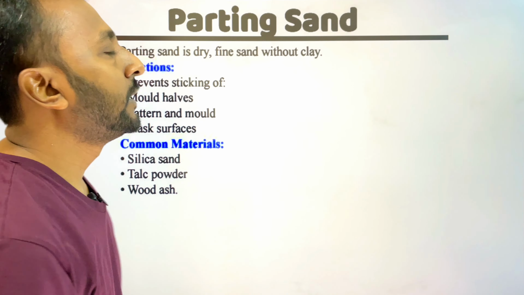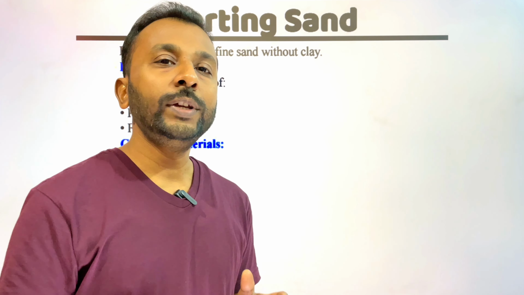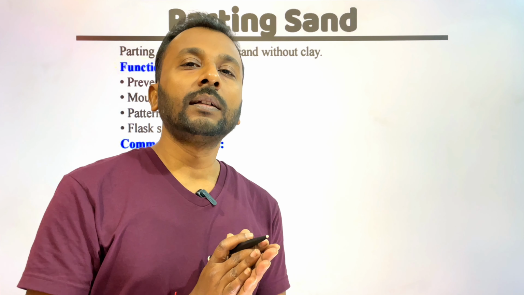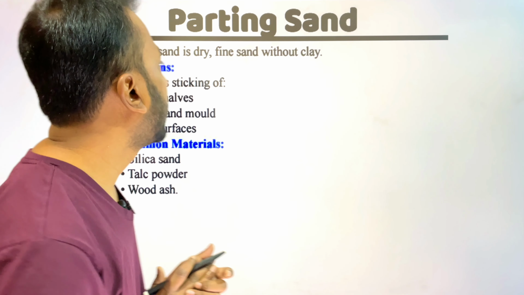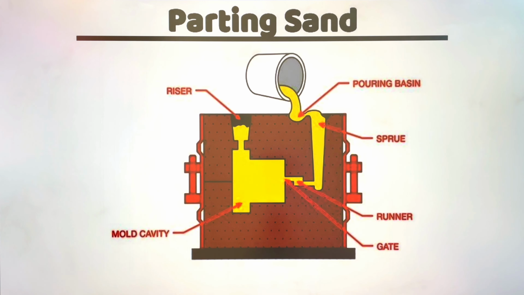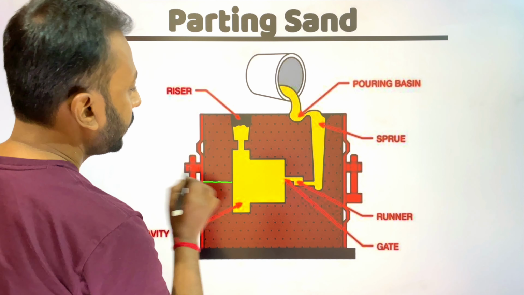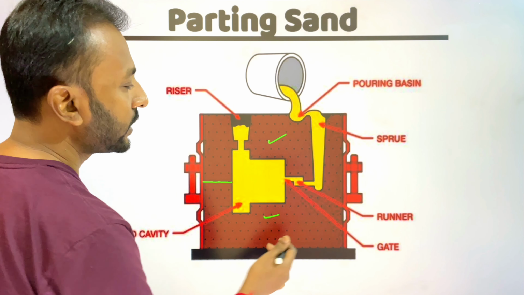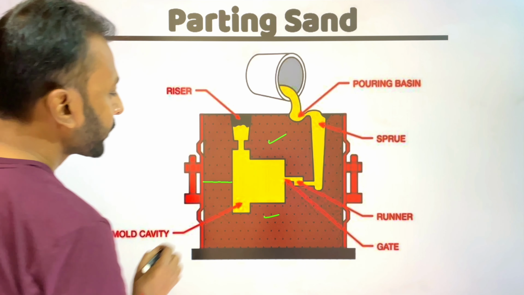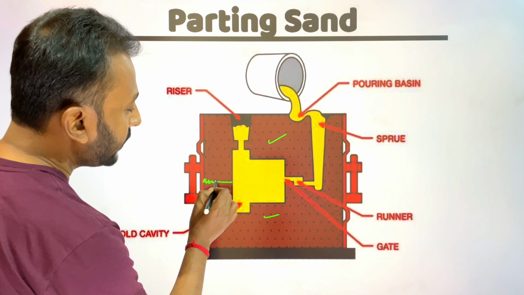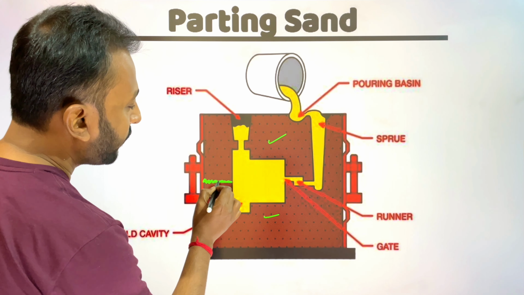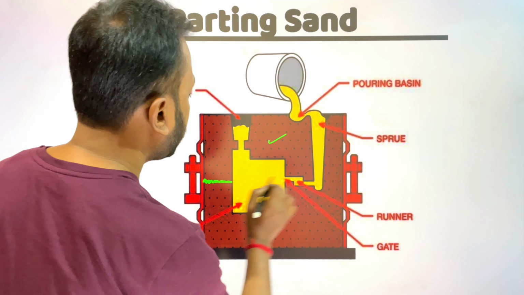Next is parting sand. What is parting sand? It keeps the parts separated. That is called parting sand. So in this figure we can see this is the parting line. So these are the green sand or dry sand or loam sand, whatever it can be. So in the joint we are using parting sand, fresh silica, only silica.